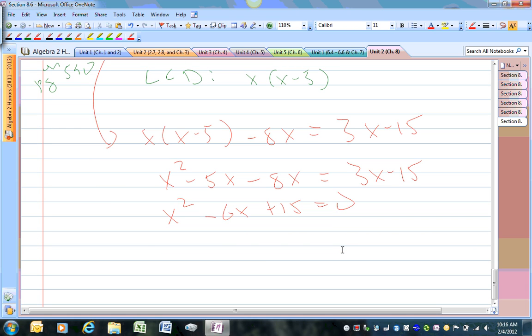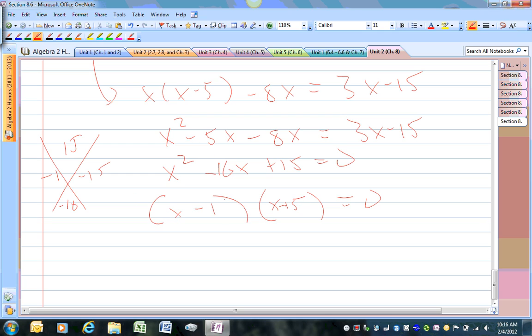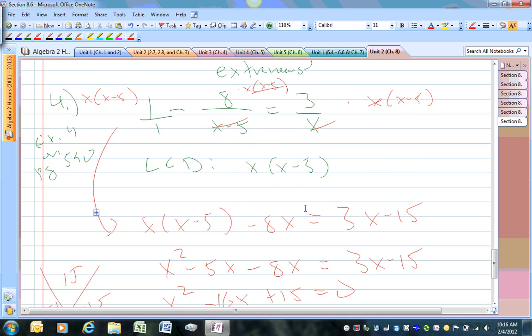And that should be pretty easy to factor. I think I get a, let me think here. Oh, negative 16. Oops. Oh, wow. Sorry about that. It's negative 16x. Okay, let's try again. 15, negative 16, negative 1, negative 15. x minus 1, x minus 15. So you get two answers, 1 or 15. And both will work, because we won't make any of the denominators 0.